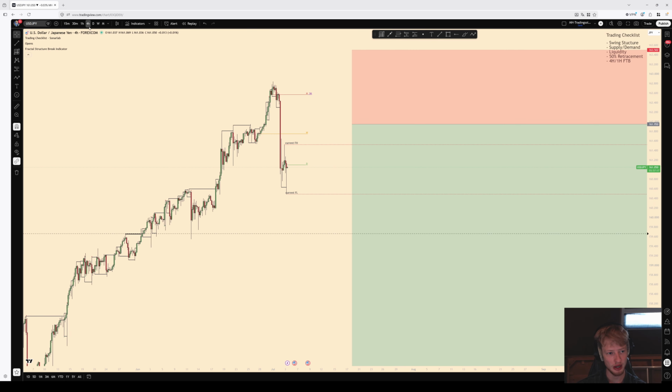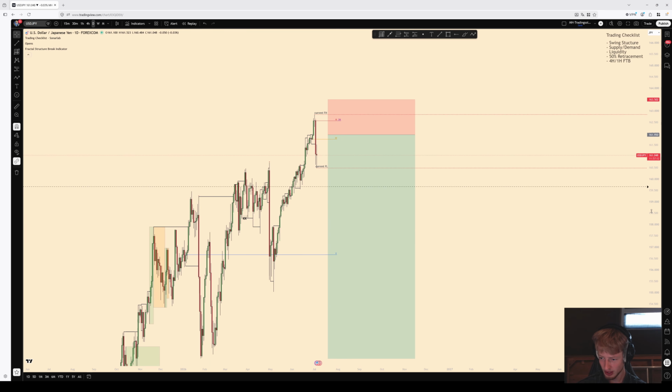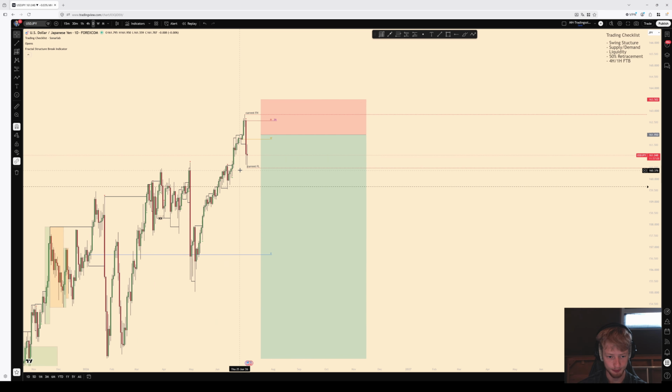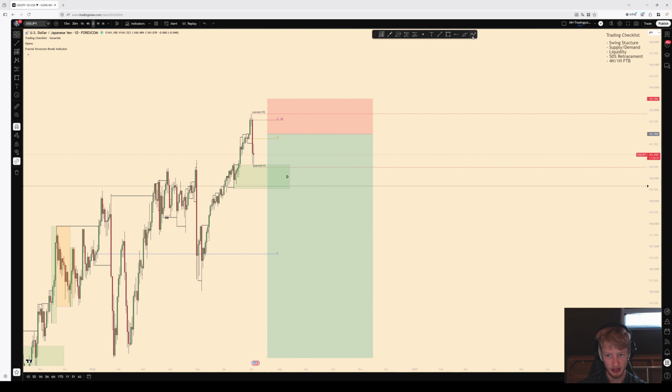USDJPY yesterday started to show us some downwards momentum, together with the DXY, of course, pushing down lower. We are now trading inside this daily demand zone that's over here. Marking that out with a green box, and this could push up price higher once again.